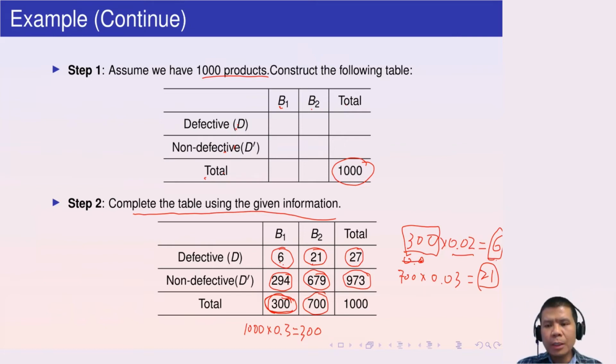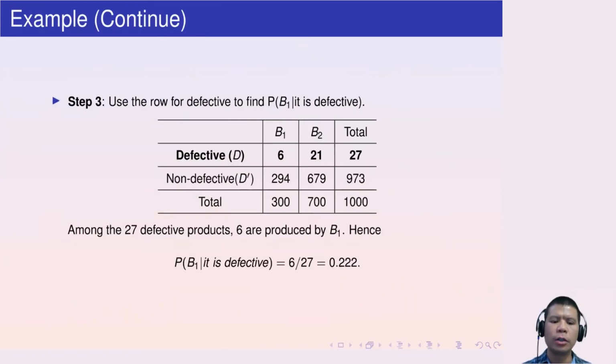So using the information given in the example, we completed this table. All right, so now let's go to the next step, using the row for the defective ones to find the probability of B1, given that it is defective. Here we just focus on the defective ones because we know that it is a defective product. So we're going to zoom in and focus on the defective ones.